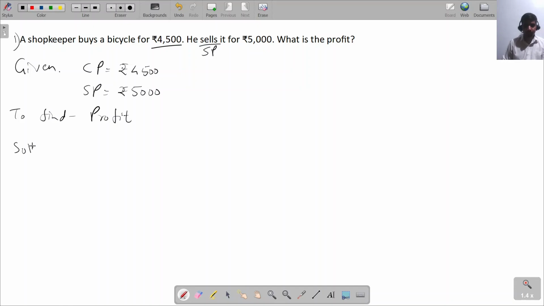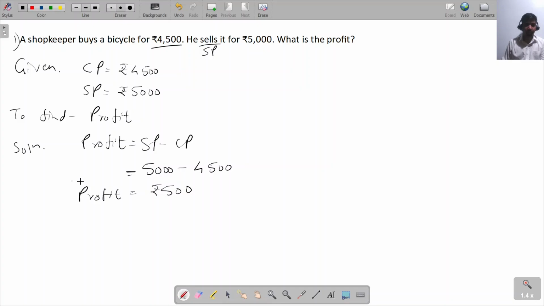Solution. Profit is how much? What's the formula for profit? Selling price minus cost price. Selling price is 5,000. Cost price is rupees 4,500. So you have a profit of rupees 500 in this transaction. Please highlight this, this is the profit. Let's go for the next sum.